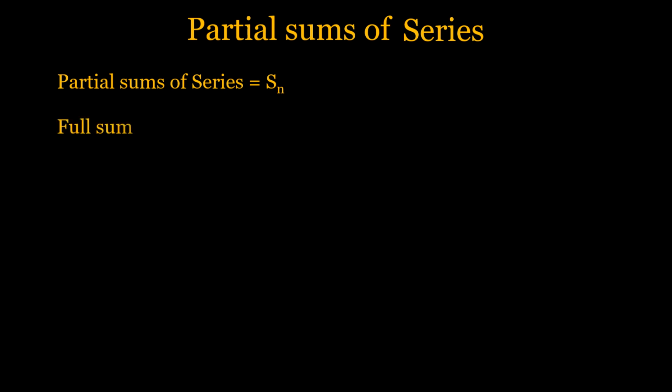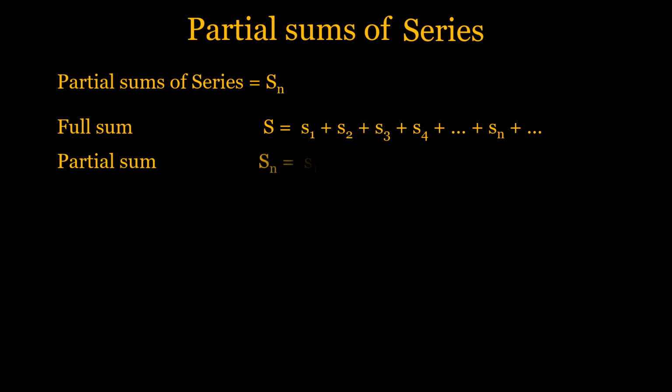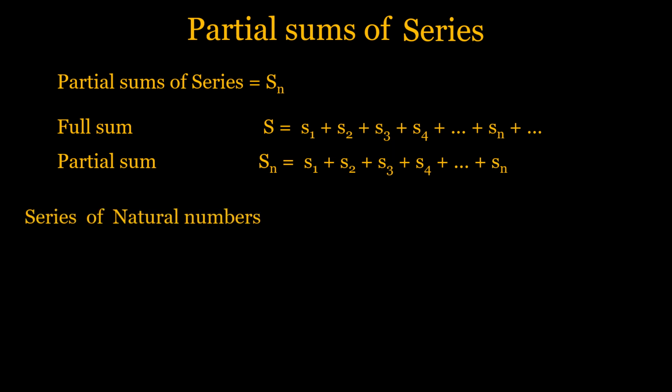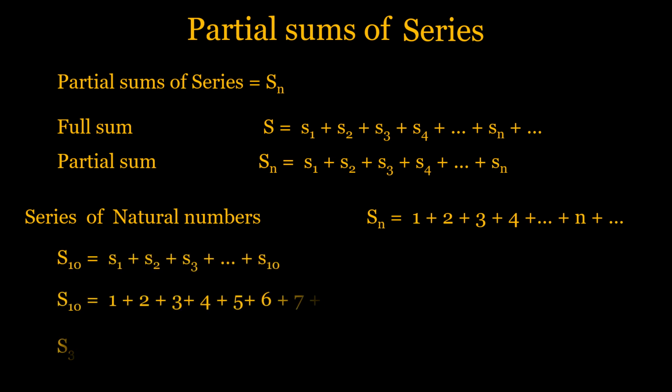Here's a series, S equals S1 plus S2 plus S3 continues to Sn, plus and so on. And the partial sum of this series up to n terms would be Sn equals S1 plus S2 plus S3 continues to Sn, without 3 dots at the very end. For example, a series of natural numbers S equals 1 plus 2 plus 3 plus 4 plus n plus, and so on. The partial sum of this series, up to 10 terms, would be given as S10 equals S1 plus S2 plus S3 continues to S10. Solution will be 55. Similarly, S3 will be equal to 1 plus 2 plus 3 equals 6.